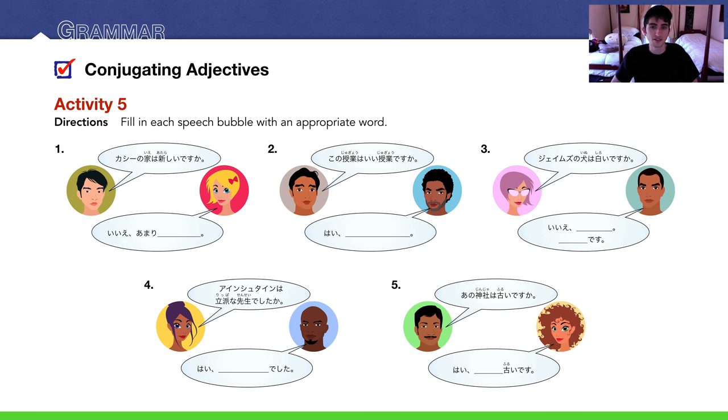Number two, the first guy says, この授業はいい授業ですか? The guy says, はい! He's confirming. And just to confirm, we would restate basically what the first guy said. はい、いい授業です。That's a hard word to say. And you might be wondering, well, what does he mean by a good class? It could mean a good class as in, like, is it fun or is it worthwhile, you know? Number three, the first lady says, ジェームズの犬は白いですか? Is your dog white, James?